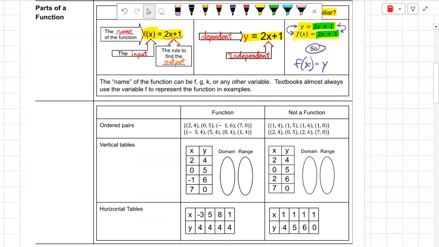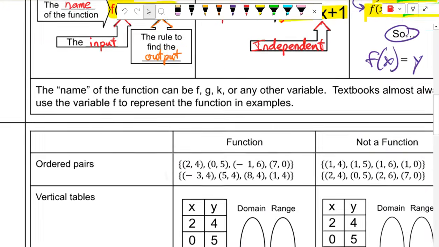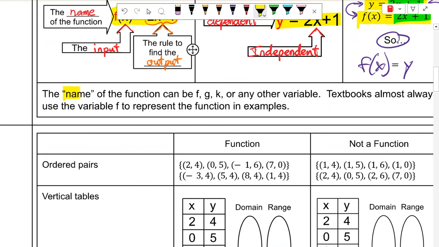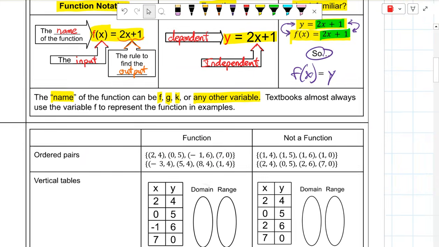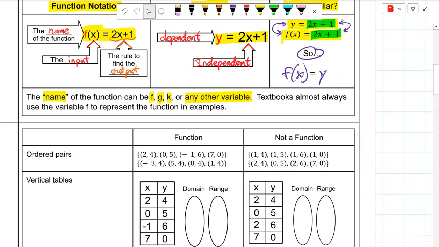Finally, the name of the function can be an f, it can be a g, a k, or any other variable. It could be a t, it could be an r, or whatever. Textbooks almost always use the variable f to represent the function of something. But it, like I said, can be a g, a k, or anything else.